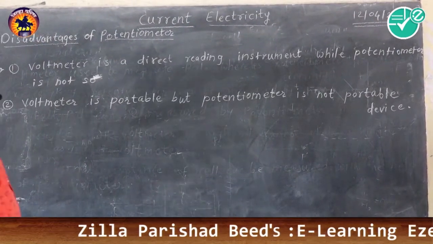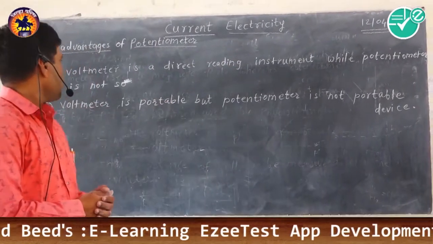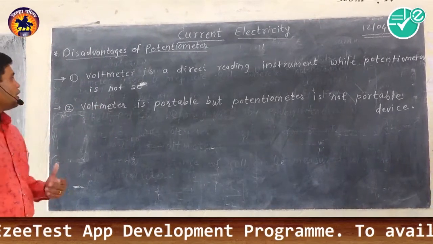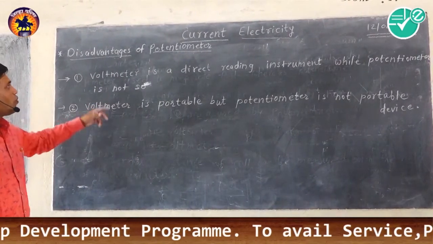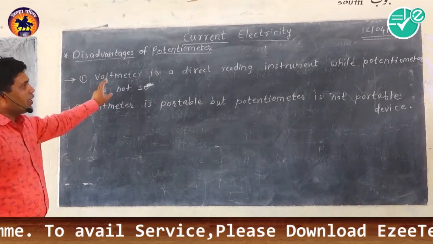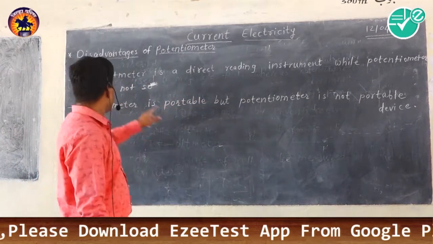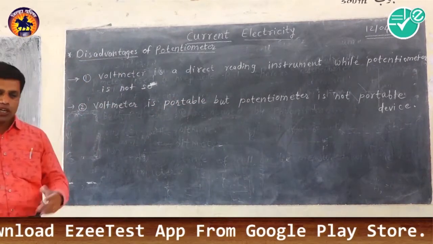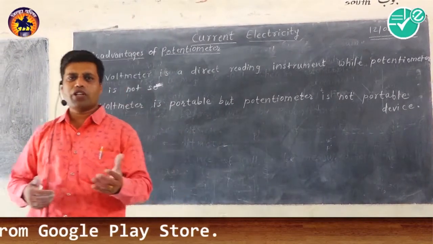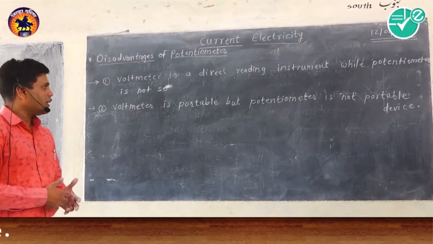After discussing the advantages of potentiometer over voltmeter, we will look at certain disadvantages of potentiometer also. These are two major disadvantages of potentiometer over voltmeter. A voltmeter is a direct reading instrument, while a potentiometer is not. It means that we can see the reading of a voltmeter directly on the digital display, but a potentiometer does not have such a facility to show the direct reading.